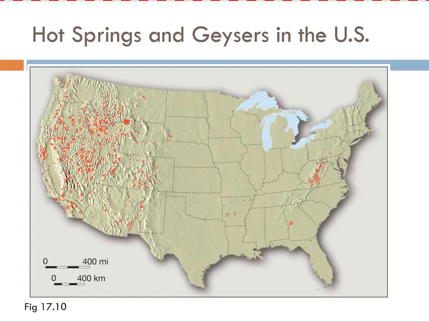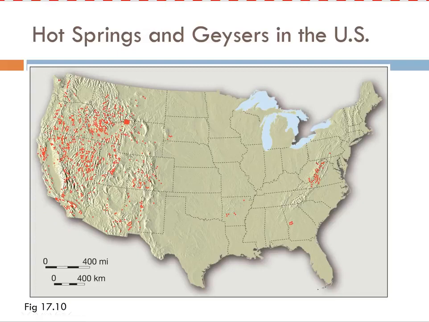You can see Yellowstone is a big red dot, but there are some other interesting places like Arkansas. Hot Springs is pretty famous. And then locations throughout the Appalachians, and these are probably just because the groundwater is heated by the Earth's interior at those locations.